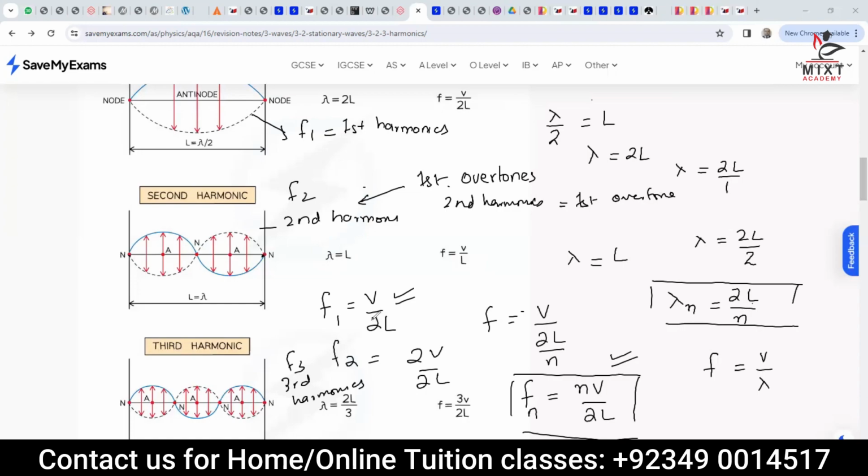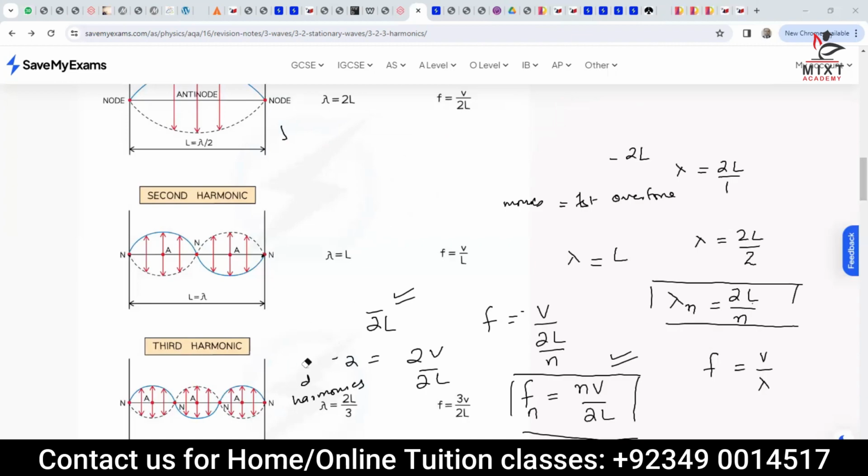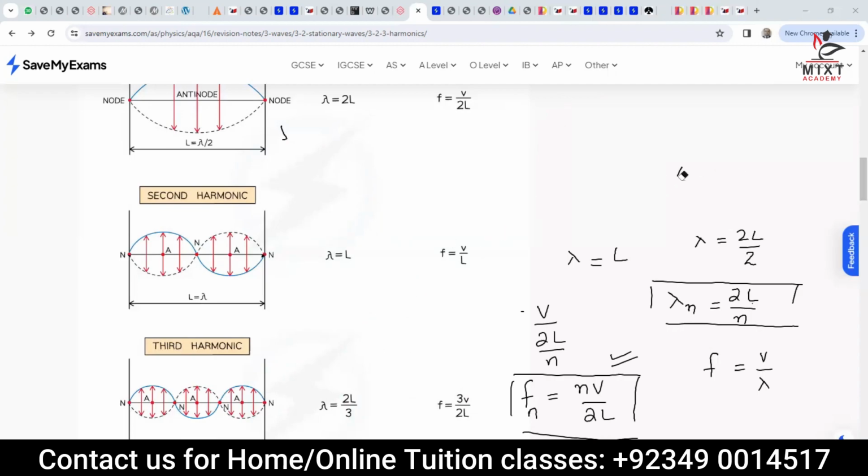So an overtone is one less than the harmonic number. Except for F1, your overtone starts from the second loop, while your harmonic starts from the first loop only, right? So these terms are clear. Now I think your harmonic concept is clear as well as the overtone concept.